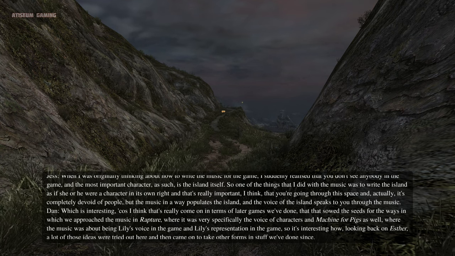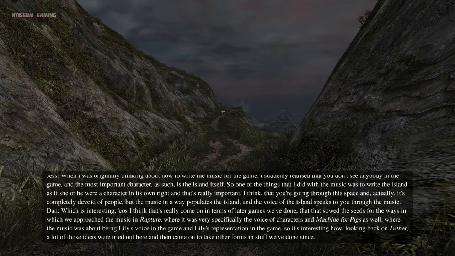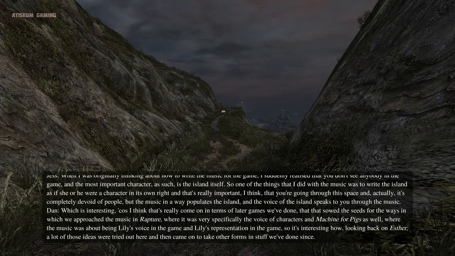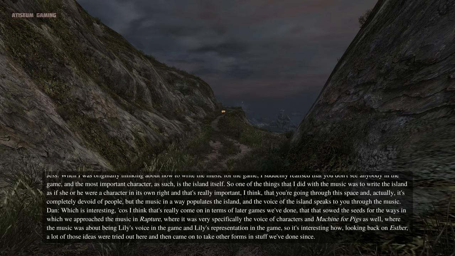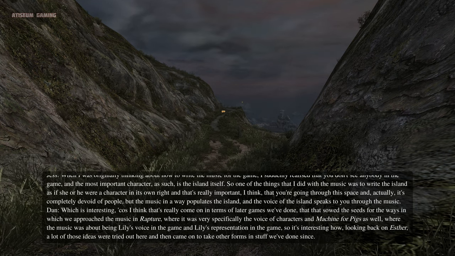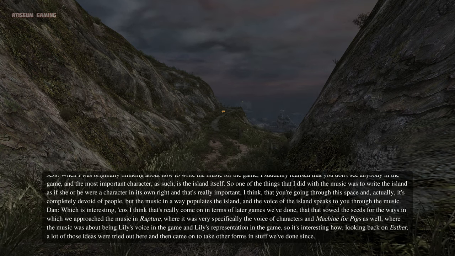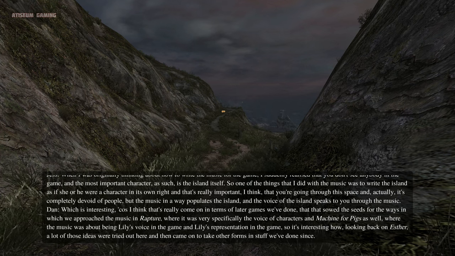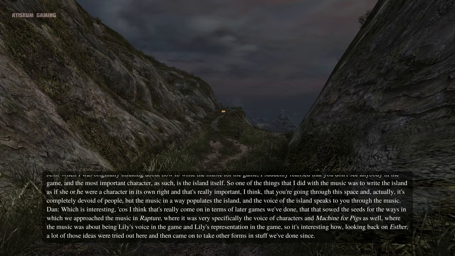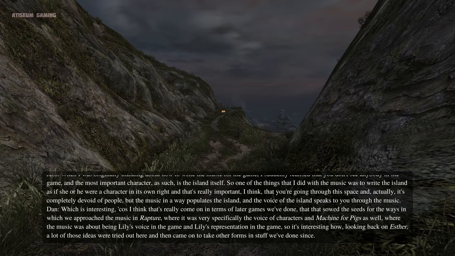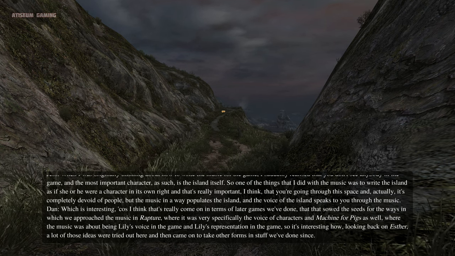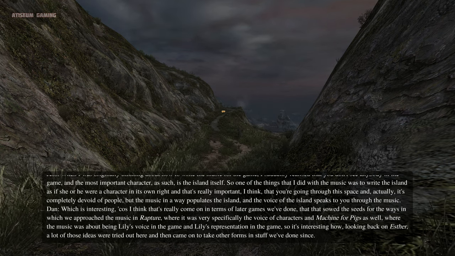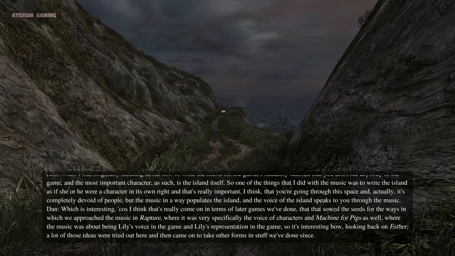The voice of the island speaks to you through the music. Which is interesting, because I think that's really come on in terms of later games we've done, that sowed the seeds for the way in which we approach music in Rapture, where it was very specifically the voice of characters. A Machine for Pigs as well, where the music was about being Lily's voice in the game, Lily's representation in the game. So it's interesting how, looking back on Esther, a lot of those ideas were tried out here that then came on to take other forms in stuff we've done since.